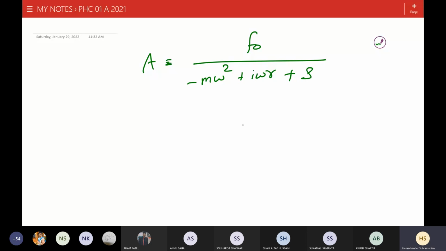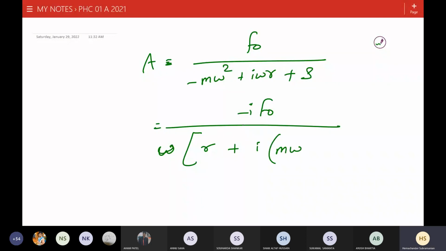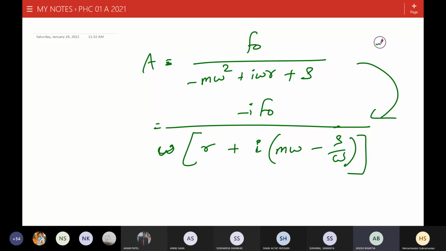So I can rewrite this as minus i F naught, multiplying minus i on the numerator and denominator, and I take omega out: r plus i (mω minus s over ω). I can write it like this. Is it too difficult? I jumped too many steps. It's okay. It's a simple thing. I just wrote it in a form that you would understand.